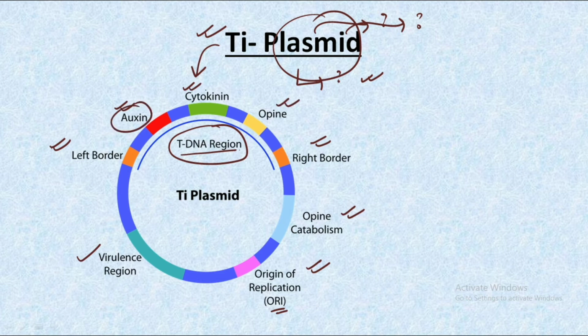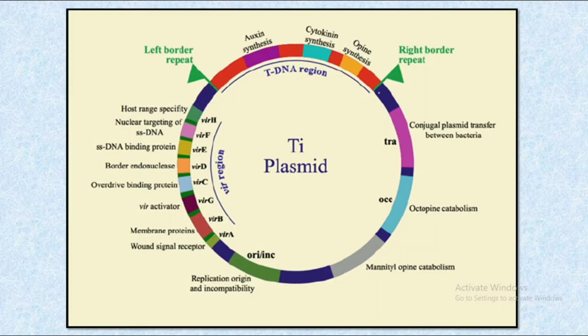What are auxin and cytokinin? These are kinds of plant hormones. We have discussed plant hormones in complete detail in the previous videos. So this is the elaborate structure of the Ti plasmid that we are talking about. We have the T-DNA region having the left border repeats and the right border repeats, and between the two repeats we have the auxin synthesizing region, the cytokinin synthesizing region, and the opine synthesizing region.